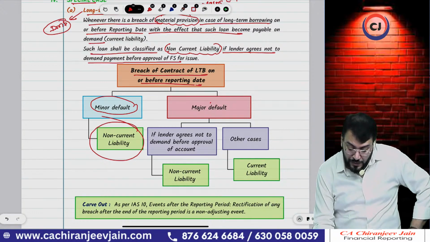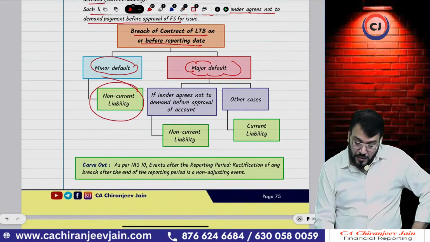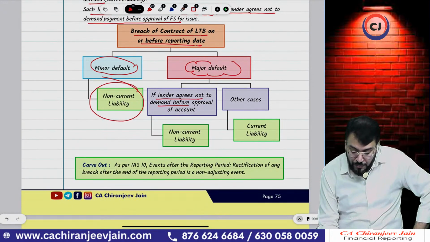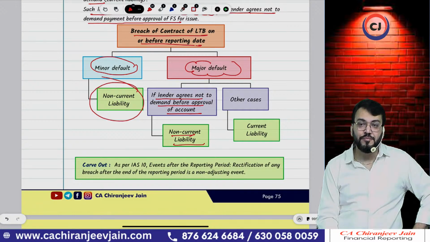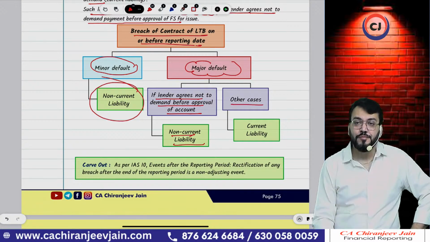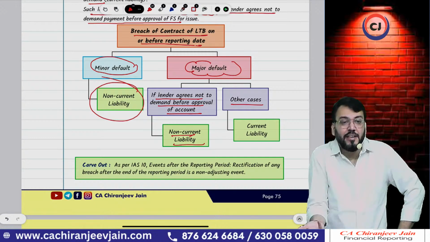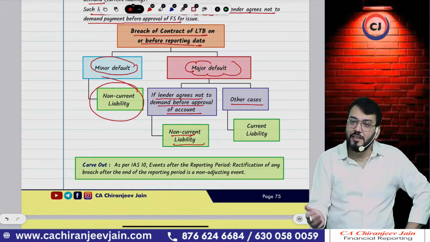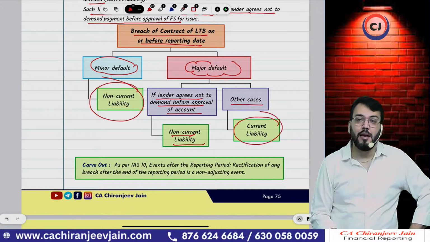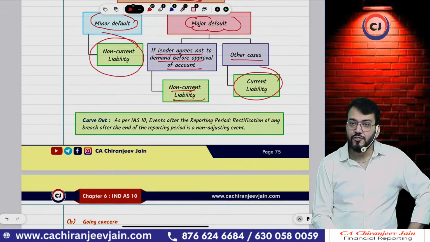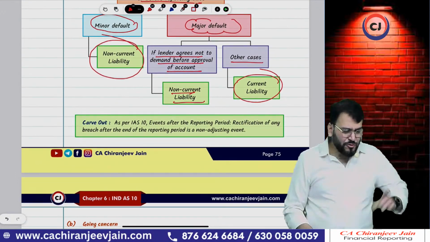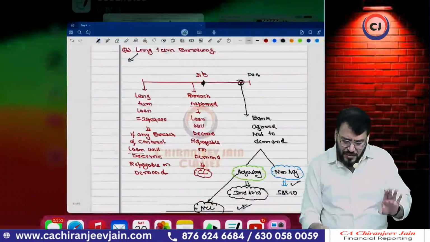Yes, sir. If it is a major default, and if the lender agrees not to demand before approval of the financial statements, it is a non-current liability, it means an adjusting event. And in other cases, means if the bank has not agreed, then it will be what? Current liability. It will be a current liability. Understood?